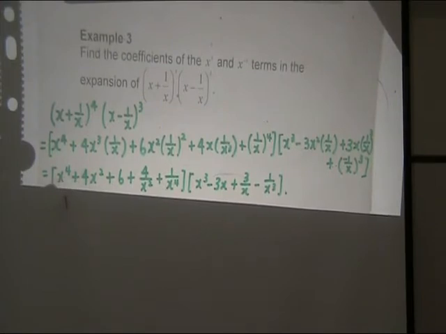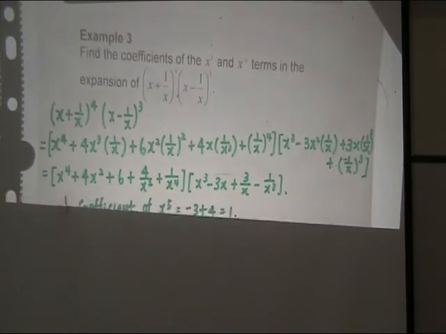So let's look at the terms here. If I want x to the power of 5, I need to multiply x to the power of 4 by minus 3x. I also need to multiply 4x squared by x cubed to get x to the power of 5. And that's all, no other multiplications will give us x to the power of 5.